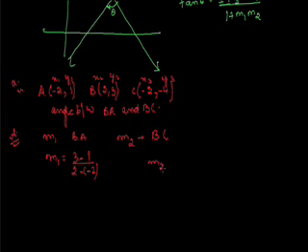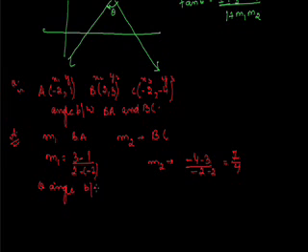Okay, now M2 on BC. This can be written as minus 4 minus 3 upon minus 2 minus 2. It will be equals to 7 by 4. Now, let theta be an angle between BA and BC.